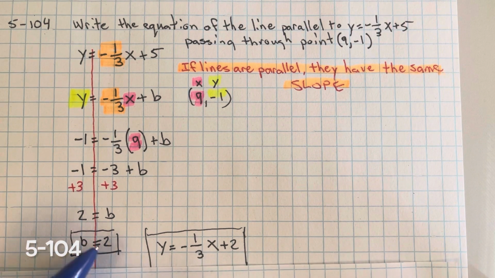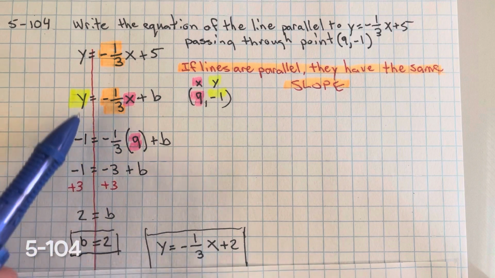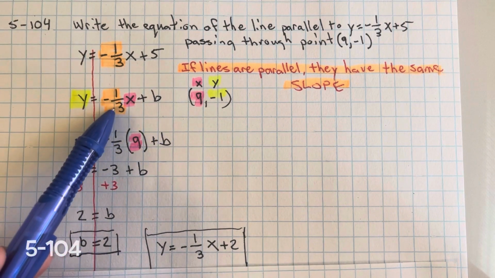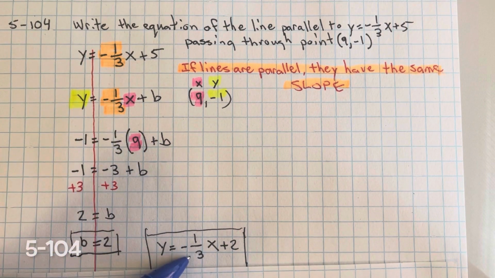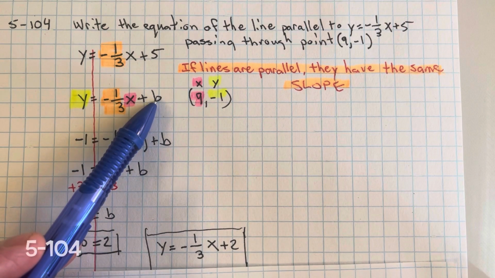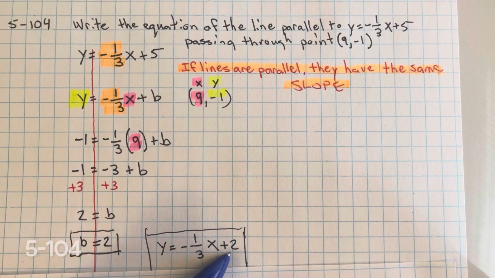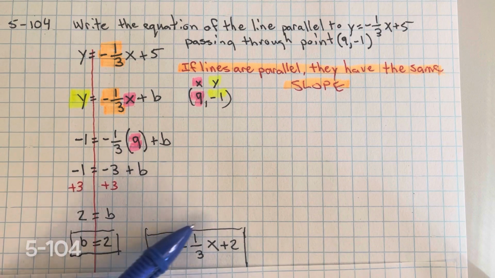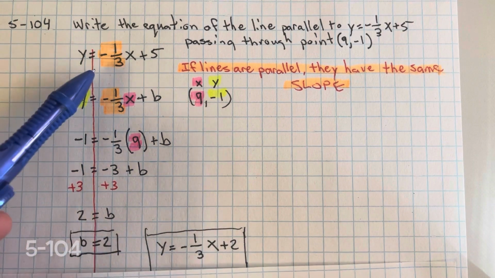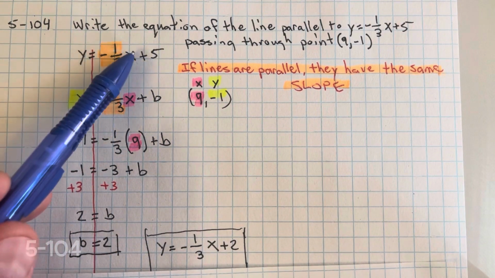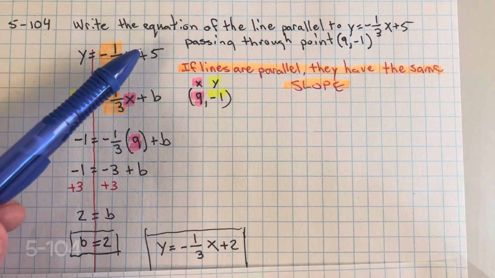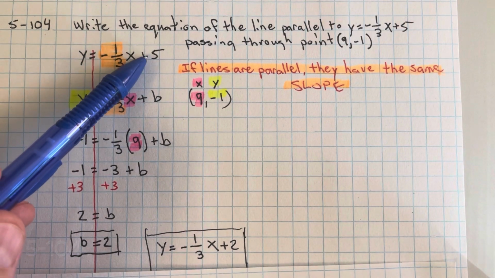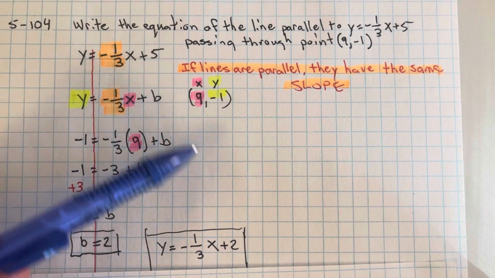So now we can go ahead and plug it back into the equation. We know the slope is -1/3. And now we have the y-intercept, or the b value, as +2. So this line is parallel to this line. The only difference is they have a different y-intercept where they cross the y-axis.